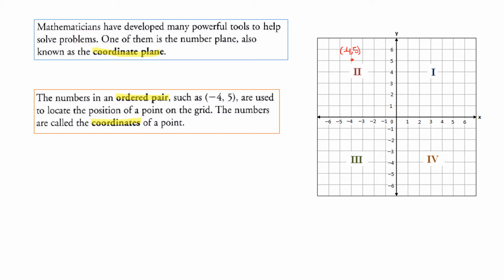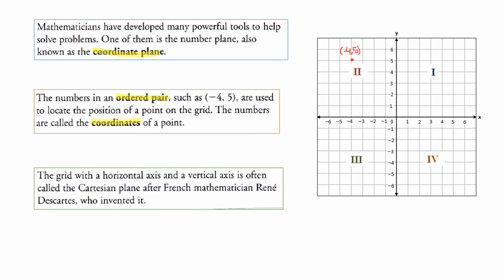Then I'm going to skip that one paragraph you've got and go down to the next one. The grid with a horizontal axis and a vertical axis is often called the Cartesian plane, after French mathematician René Descartes, who invented it. So this whole thing is called the Cartesian plane. So those are vocabulary terms that you must know, and you must know how to spell them correctly. So highlight those and make sure you understand what they all mean. And remember, as I said earlier, on the Cartesian plane, the quadrants, the first one is here, Roman numeral 1, 2, 3, 4. It has to go in that order.